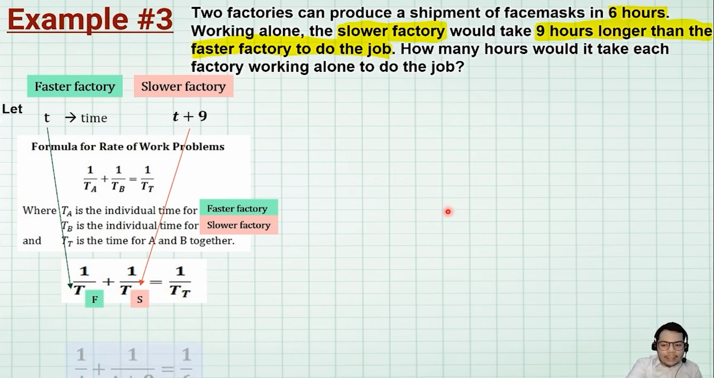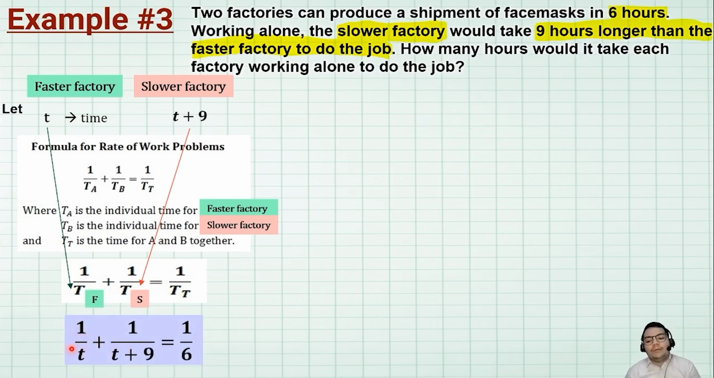So, from that, ang lalabas na equation natin is 1 over t plus 1 over t plus 9 is equal to 1 over 6. Ito yung time ng faster factory working alone. Ito naman yung time ng slower factory working alone. At ito naman yung time nila working together. So, yan. From the formula, nagkaroon tayo ngayon ng isang rational equation that can be transformed into a quadratic equation later.